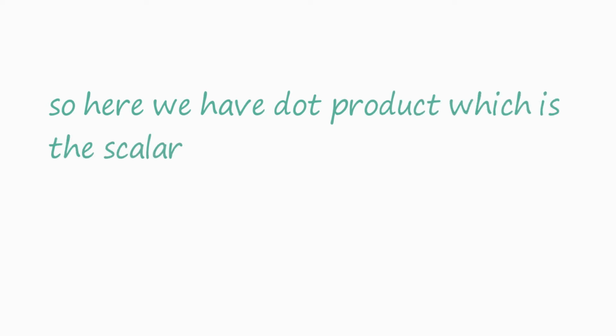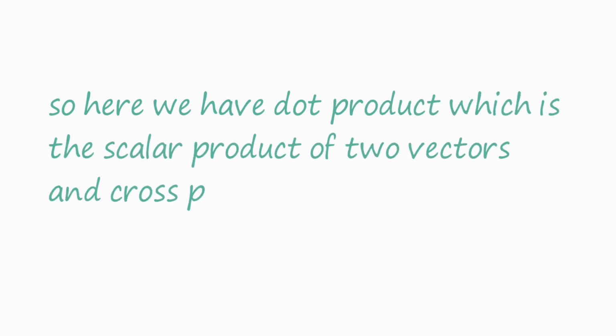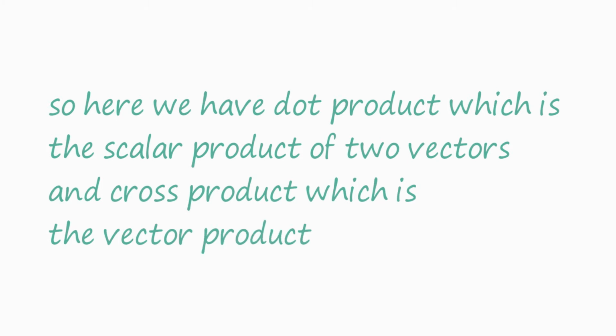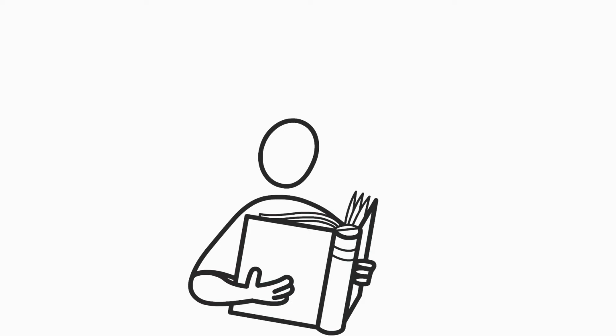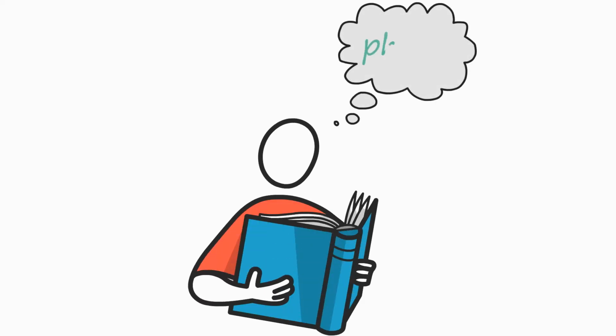So here we have dot product, which is the scalar product of two vectors, and cross product, which is the vector product of two vectors. Yeah, I'm not making this up, these are the actual lines from the textbook. Okay, these topics are really fun to learn and they deserve a video of their own, but just for the purpose of this video and to remind ourselves that we are in a physics class and not in a math class, I would like to just give you an idea of what these are.